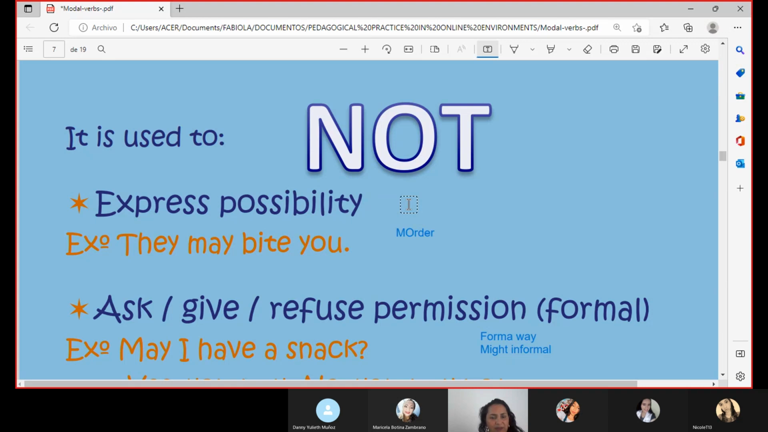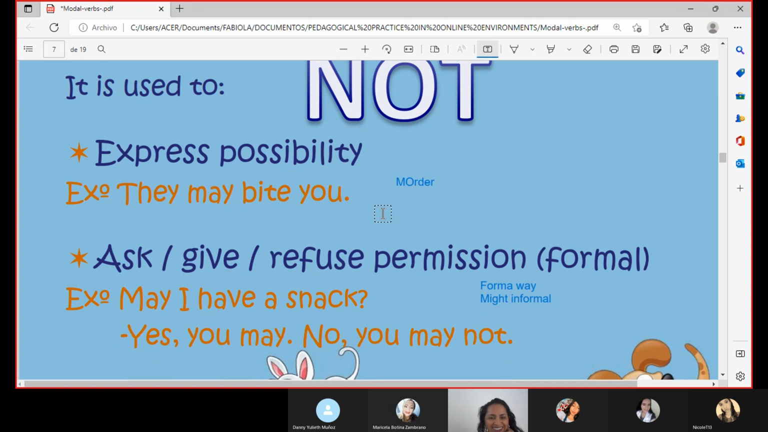Expresses possibility. Example, they may bite you. We also use it to ask or give permission, in a formal way. Example, may I have a snack? Yes, you might. No, you might not. You say, but in this case, it expresses possibility. They may. You say, not might, you may. They may bite you. Ellos podrían morderte.